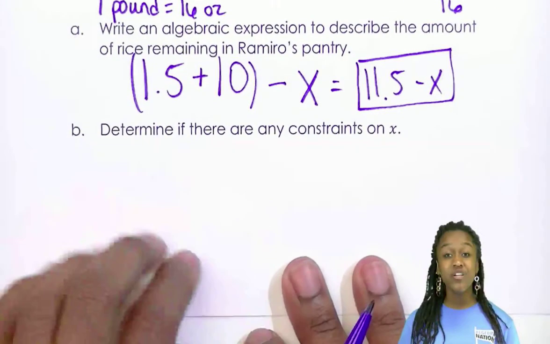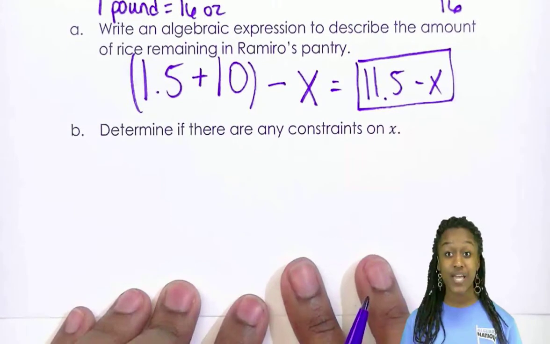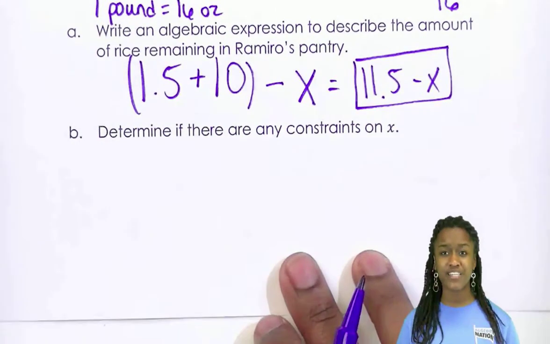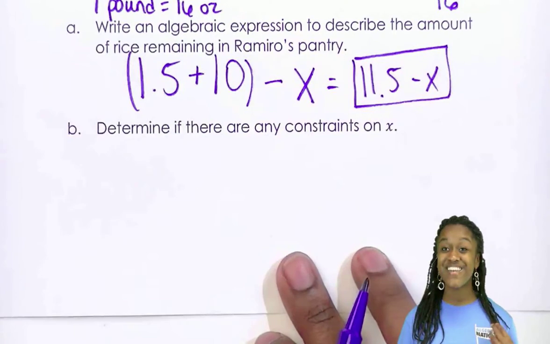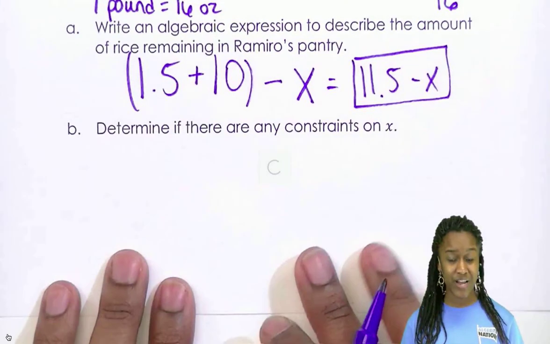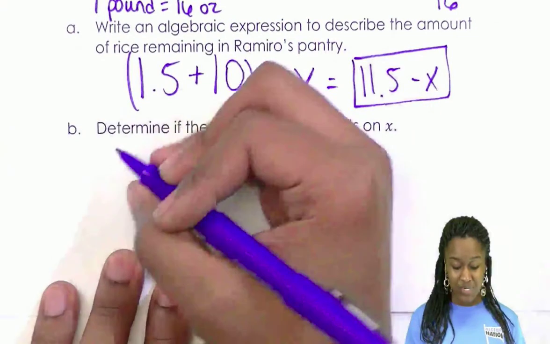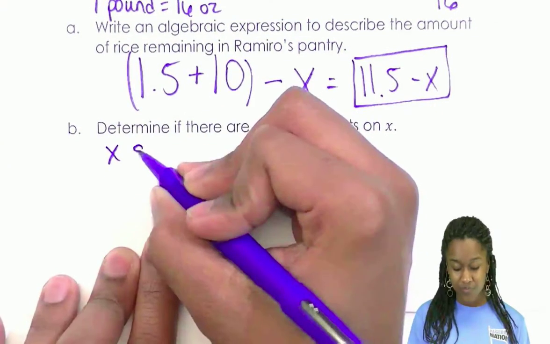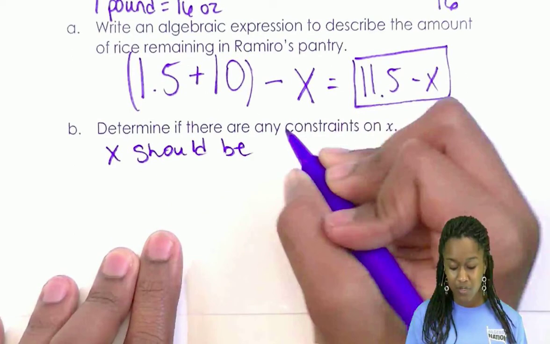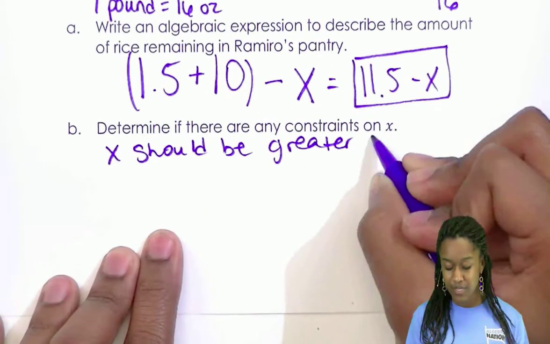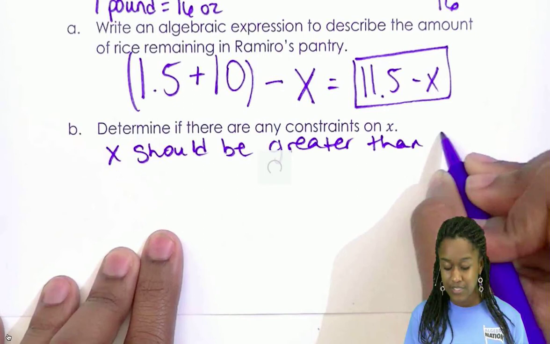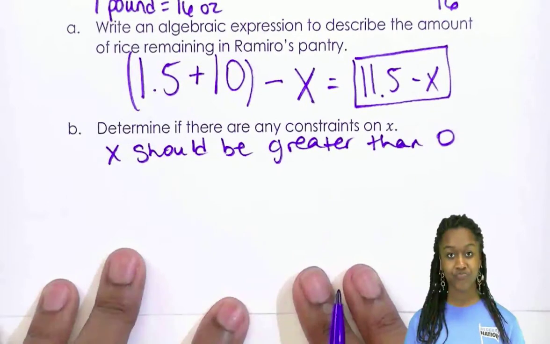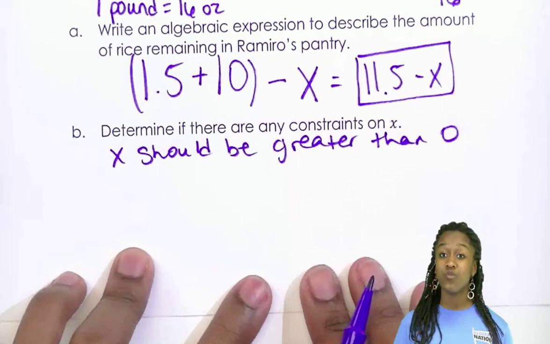Part B, determine if there are any constraints on X. Okay, are there any constraints on X? Can there be a value of X that we can't have? Well, we know we can't take a negative amount of rice, right? So we need X to be greater than 0, right? Now, can we take more than what we have?